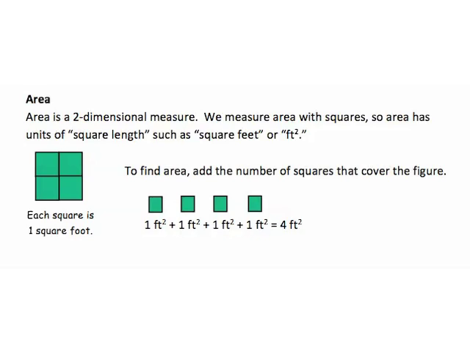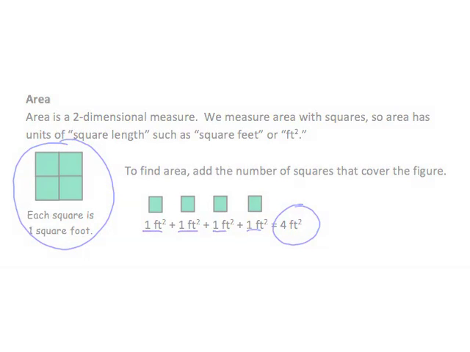Now let's take a look at area. Area is a two-dimensional measure. We measure area with squares. So area has units of square length, such as square feet or feet to the second power. So if we want to know the area of this figure right here, we need to know how many squares it takes to cover up that figure. Each one of these squares is 1 foot by 1 foot, so each one is 1 square foot. If we count all of these squares up, we have 1 square foot, 2 square feet, 3 square feet, 4 square feet. So all together here, we have 4 square feet, a two-dimensional measure.